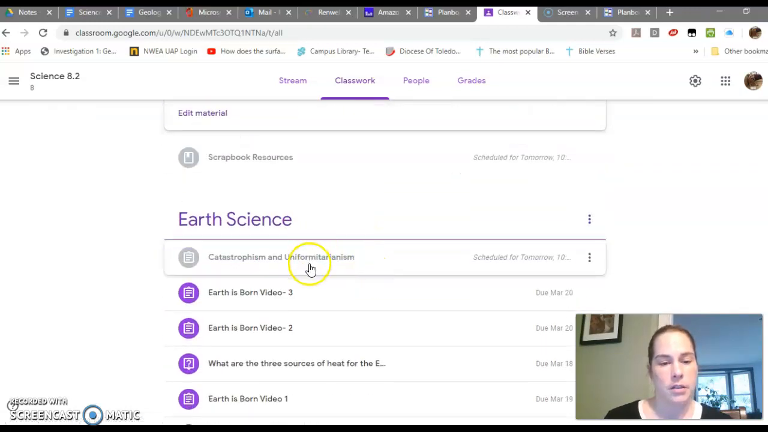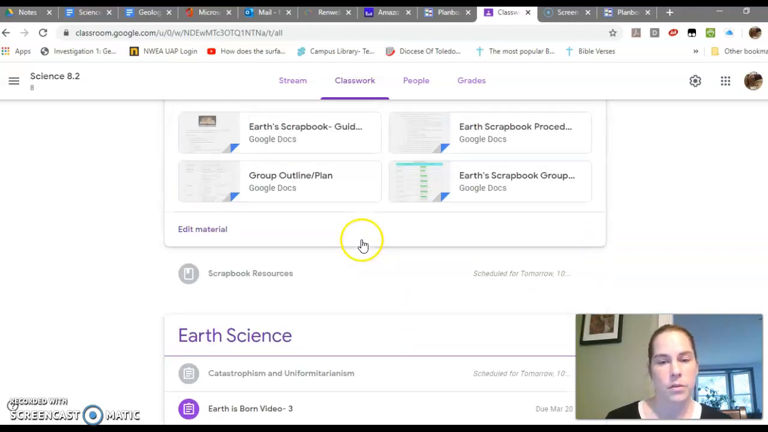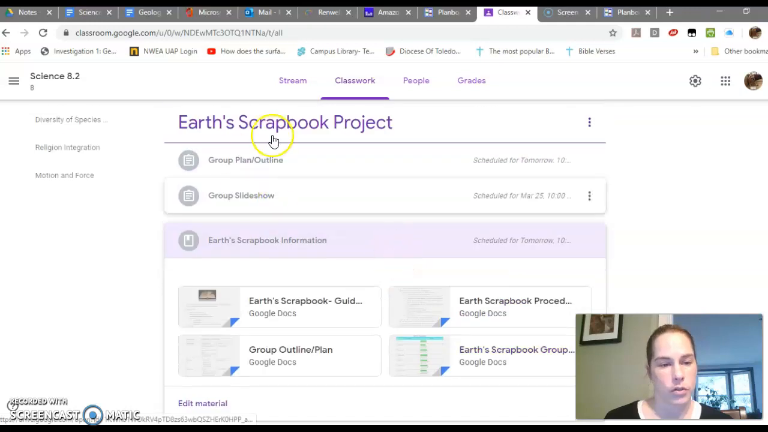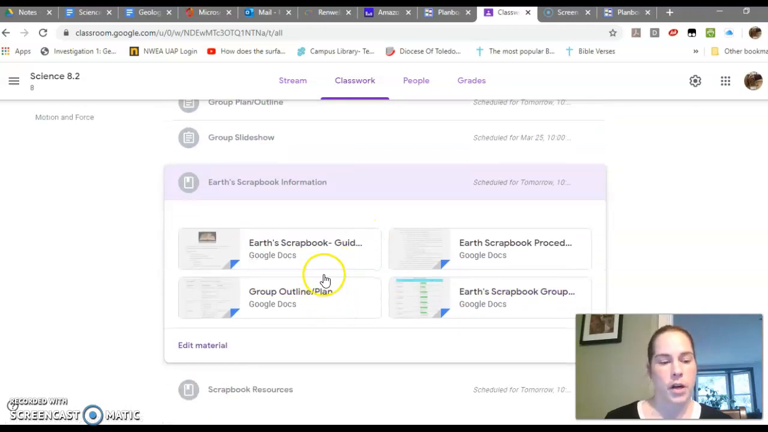So for today, this uniformitarianism and catastrophism Venn diagram is due, and you've got to start creating information for this project.